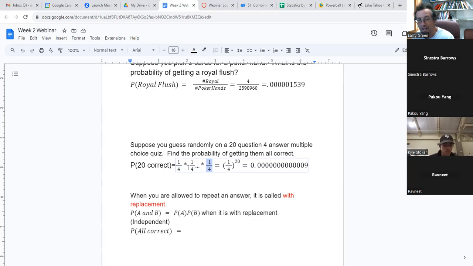So we're going to have 1/4 times 1/4 times 1/4 times 1/4, and I don't want to say it all day long. I say it 20 times and then I'm done. The way you write that in math is 1/4 to the 20th power. Any questions on that? I put that in my calculator and I got something really close to 0.